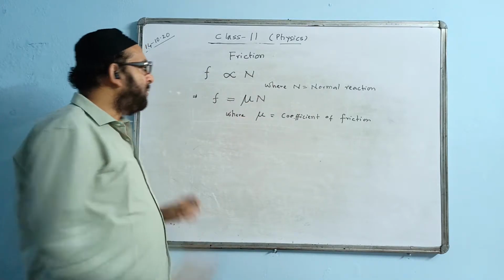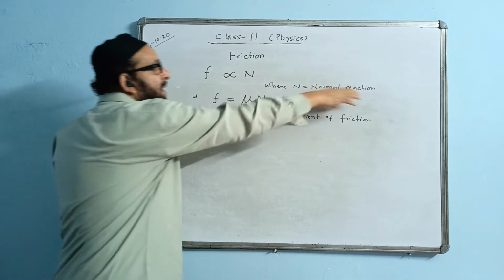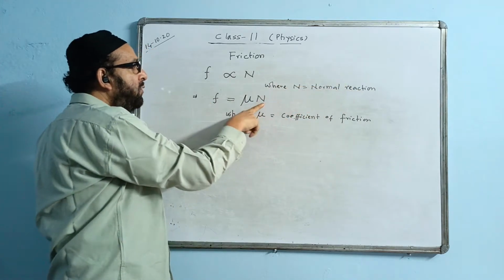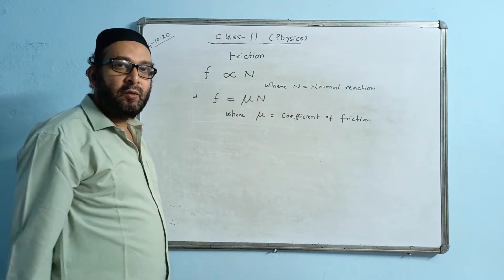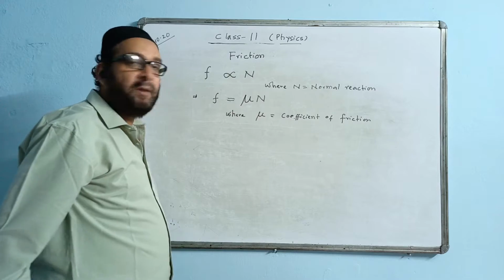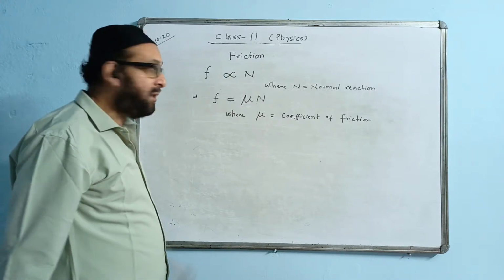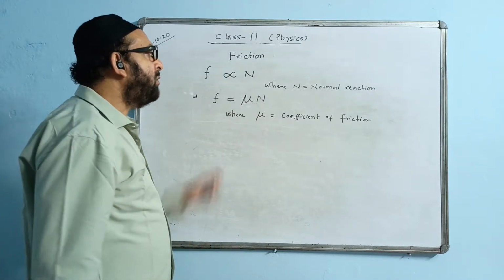Mu will have no unit because friction is also a kind of force, and normal reaction is also a kind of force. These two forces' units cancel each other. Mu has no unit because it is the ratio of two similar quantities. It is a pure ratio. It has no unit.